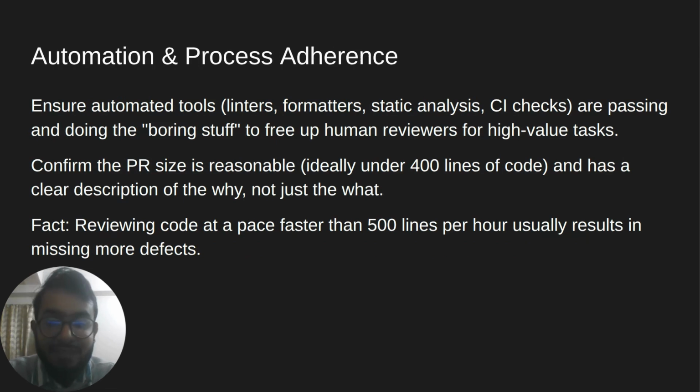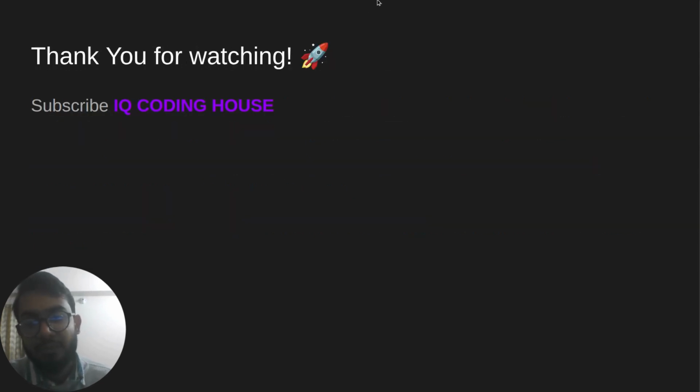Then the reviewer can understand. If the description is not well described, then you stop the review and ask the developer to please provide enough information so that the reviewer can give good feedback. Reviewing code at a pace faster than 500 lines per hour usually results in missing more defects. So I think a small PR would be nice, and you can just suggest that to the developer.